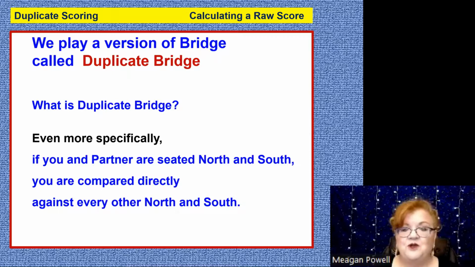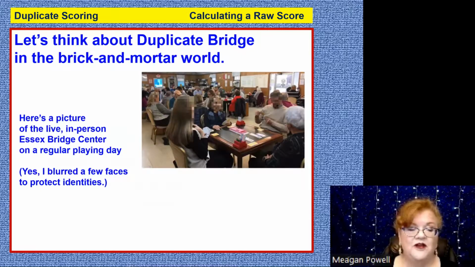Now, I want to first talk about duplicate bridge in the brick and mortar world. Some of you have never been inside of a live bridge club, so let's make sure that I center some general three-dimensional concepts here. Here's a picture of our Essex Bridge Center on a day when we had a lot of tables in the room. Our live club had 2 rooms, and this was one of them. You can see there are a bunch of tables here. I blurred faces to protect identities.